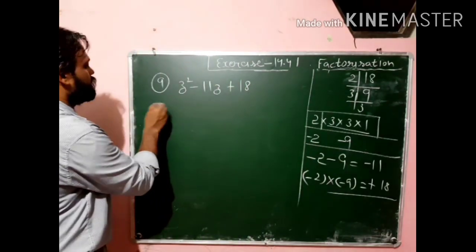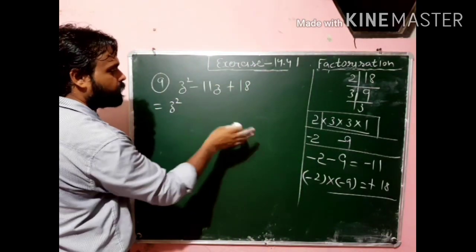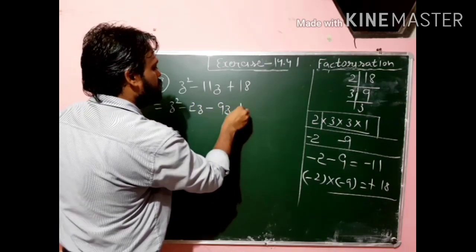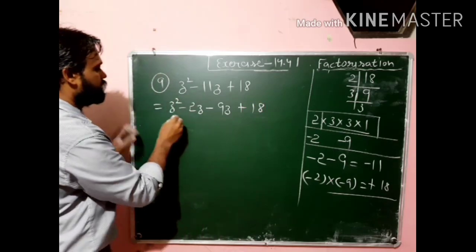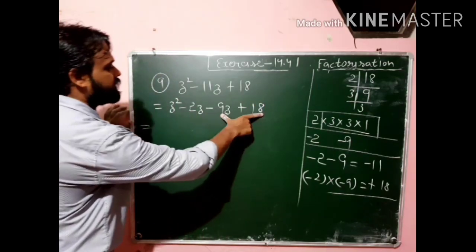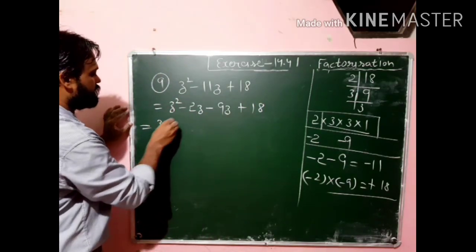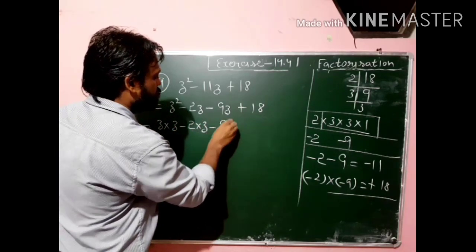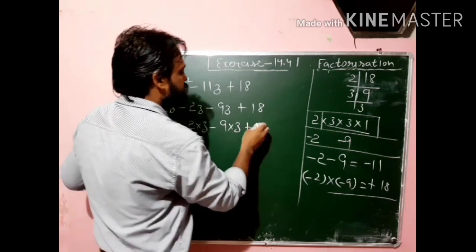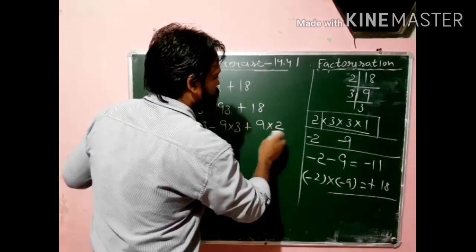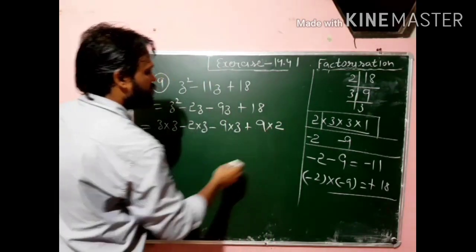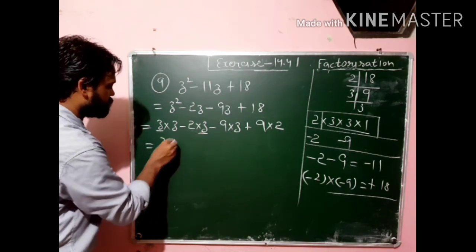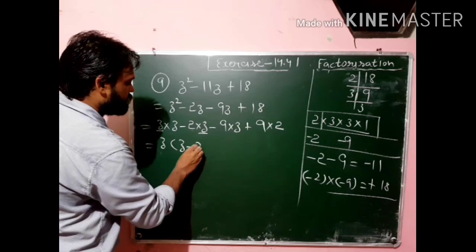Okay, now you can write down here z square, then this is minus 2z, and then this is minus 9z, and of course this 18. This is our first group and this is our second group. So solve this one: z into z, then minus 2 into z, then minus 9 into z, then plus 9 twos are 18. Clear? Okay, now see, you can take z common, z is common, so here is z minus 2, and then you can take this 9 common also.